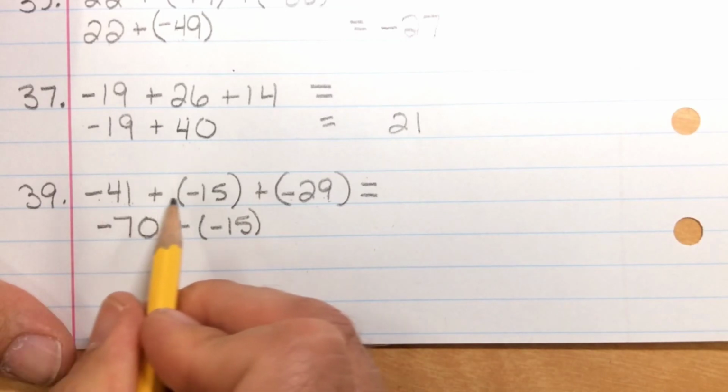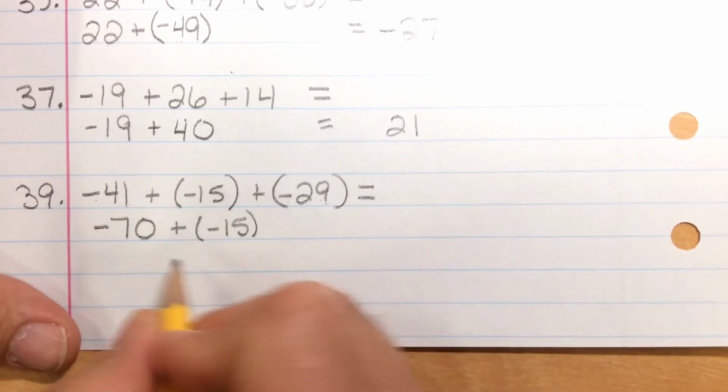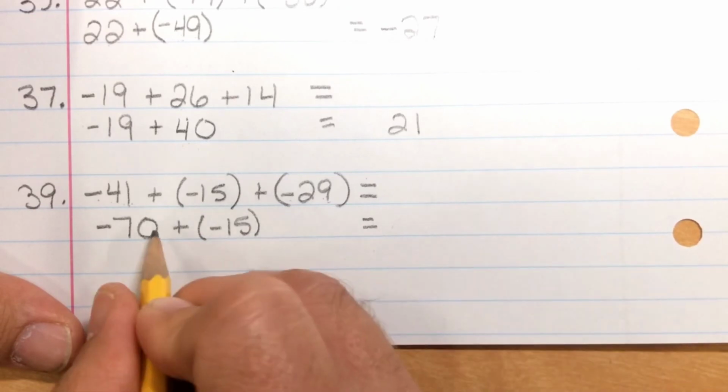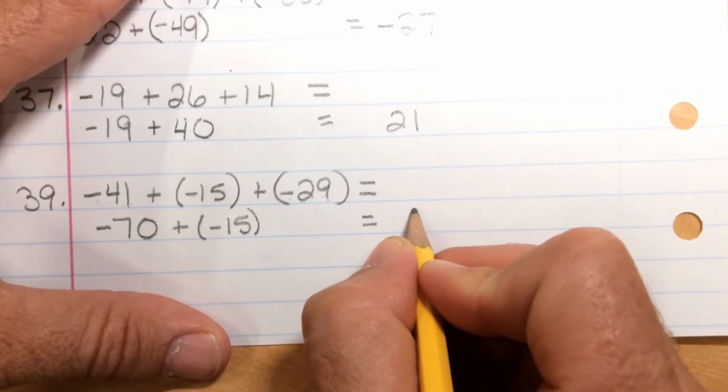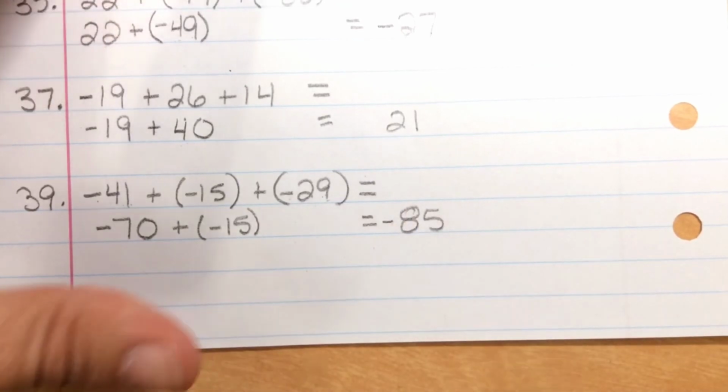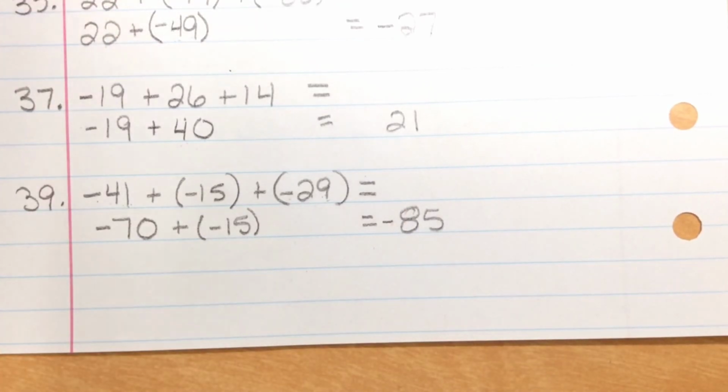Now you could have added them in a different order. You'd still get the same answer. -70 plus -15, same sign. So I add and keep. Awesome job. Now you can go and do journal page 10 and watch the video for it.